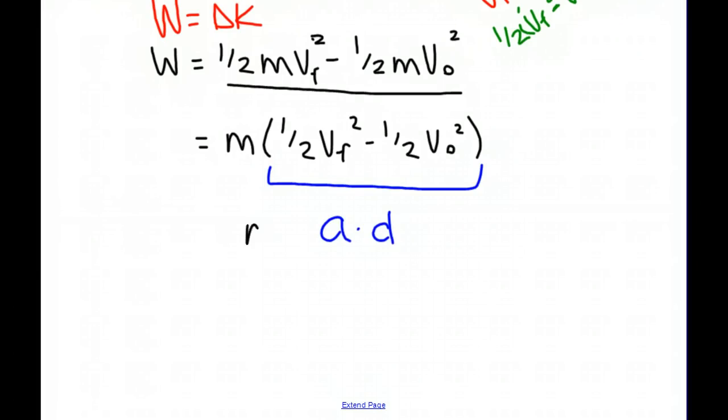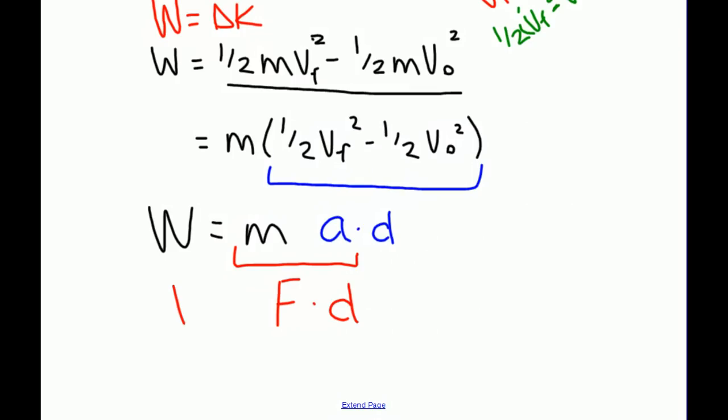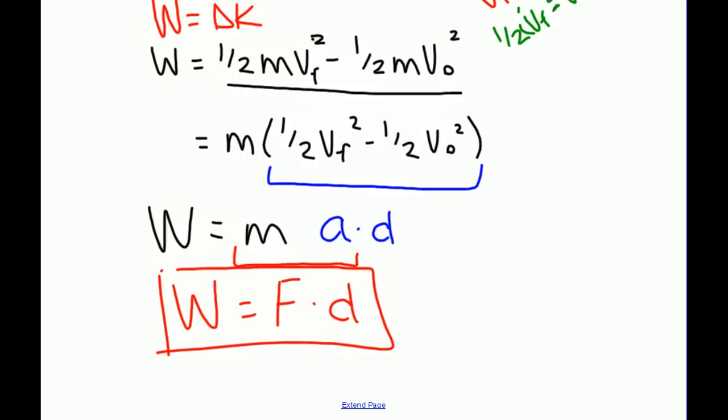And what do we have left over? This is equal to m. So far I've got work equals m times a times d, mass times acceleration times distance, but we should remember that ma is force. And so the result is that for a force that's applied parallel or anti-parallel to the motion, the amount of work done by that force is equal to force times the distance over which that force acts. So I'll say that again. For a force that's applied either parallel or anti-parallel to an object's motion, the amount of work that's done on that object is equal to the force exerted times the distance that the force is exerted.